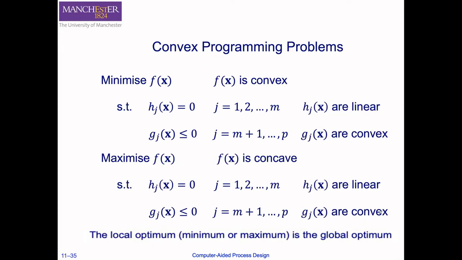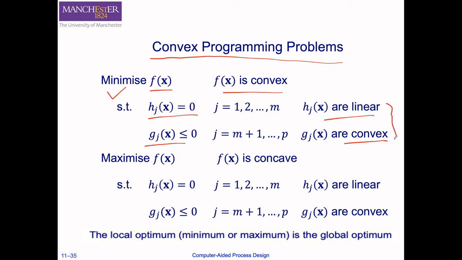We have defined convexity or concavity of a function. We also defined convexity of a feasible region. Now we can define a convex optimization problem. In the minimization problem, if the function f(x) is convex, the equality constraints are linear, and the constraint functions in the inequality constraints that are in the form of g_j(x) is less than or equal to 0 are convex, that means the feasible region is convex. Then this optimization problem is a convex optimization problem.